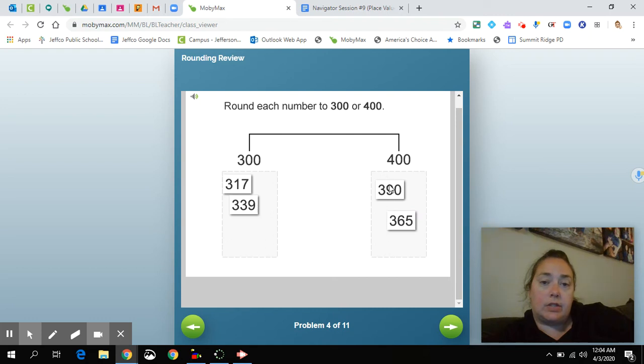The other thing you'll notice is that when I'm rounding to the nearest 100, I actually look at the tens place, the 6 and the 9 here. The numbers that are 5 or bigger are rounding up to the 400. Whereas in the tens place over here, the 3 and the 1, anything that's smaller than 5 rounds down and stays at just 300.